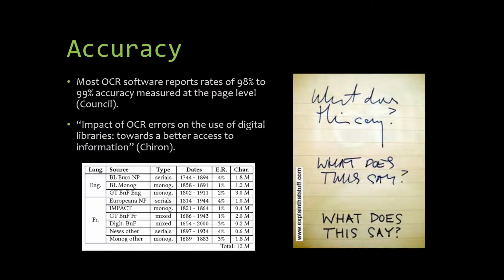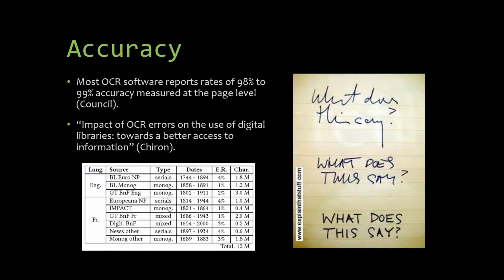With OCR, accuracy is the primary goal. While most OCR software reports rates of 98 to 99% accuracy measured at the page level, it's difficult to determine OCR accuracy because the accuracy really depends on the quality of the image or text that you start with. So a lot of this is really comparing apples and oranges.